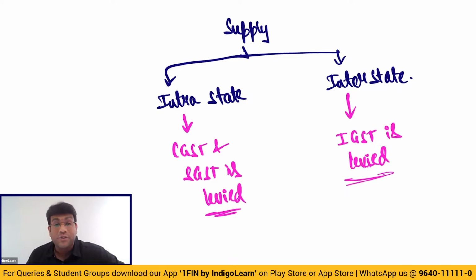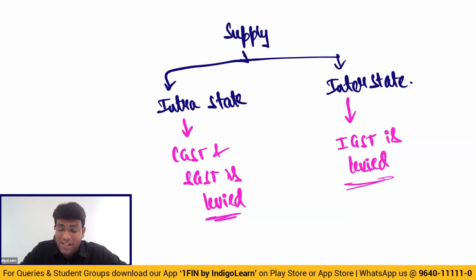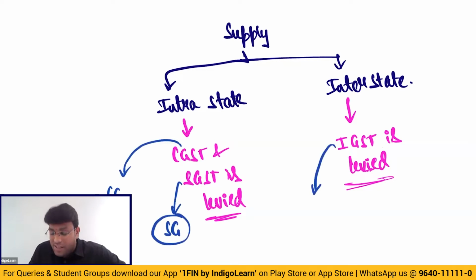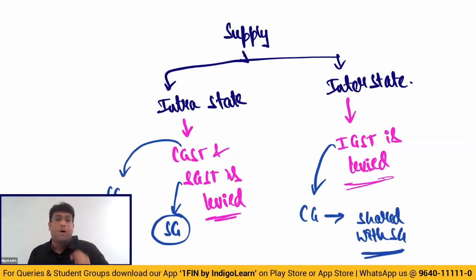Getting clarity, everyone? In case of intrastate, what is levied? CGST and SGST. Interstate, what is levied? IGST is levied. Now, one basic point I'll tell you here: this CGST part, central will take, SGST part, state will take. But this IGST part is taken by central government and then it is subsequently shared with state government. Fundamentally, money is first taken by central government only. Then they will share with the state government. Are we getting clarity on this point, everybody? Brilliant. Fantastic. So let's proceed.